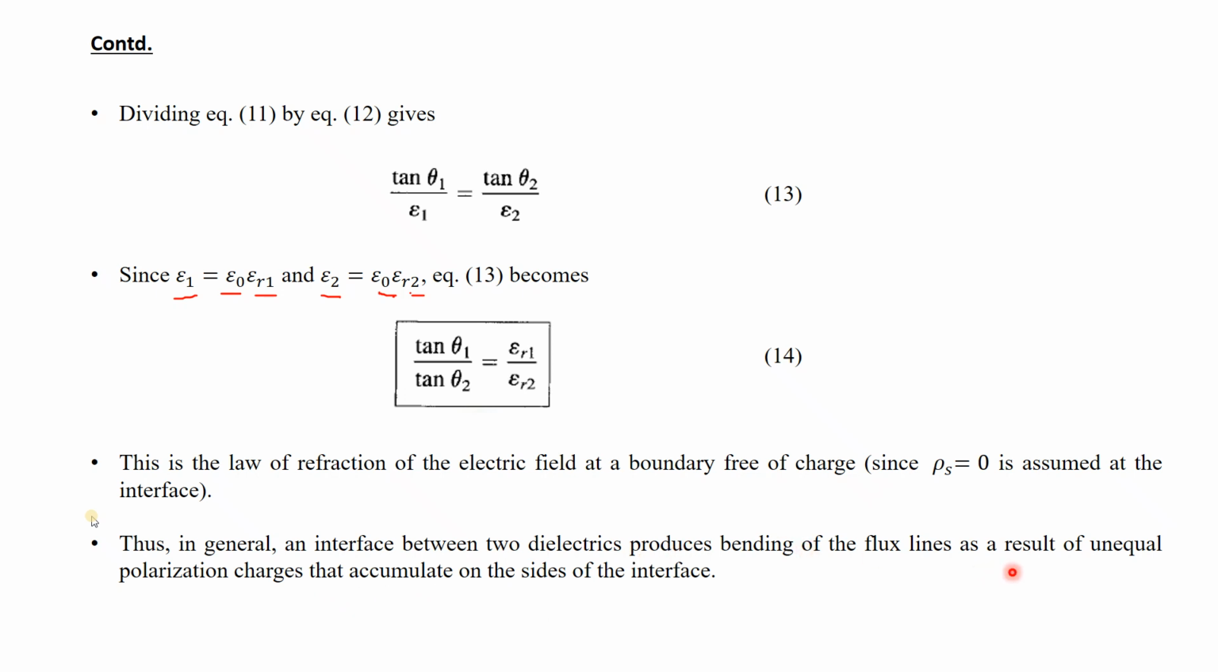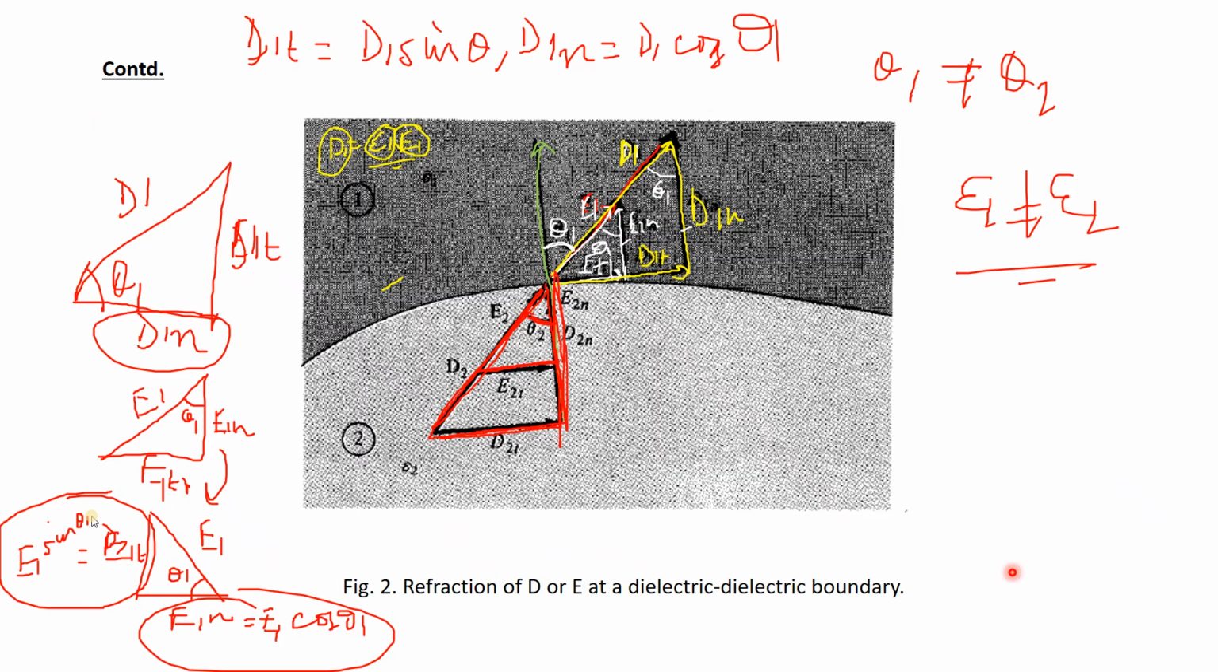Okay, that means at the interface the two dielectrics are there. So the fluxes are bending. There is some bending of the flux. That means if one particular electric field intensity is coming in this direction, there will be some bending. This is very important, because when any signal is sent from one medium to another medium, it is observed what the property of that medium is.